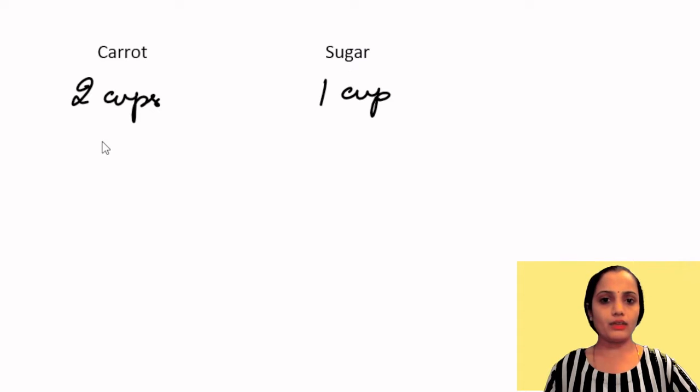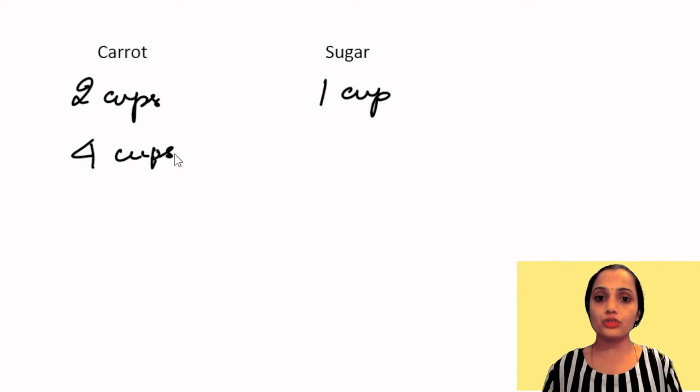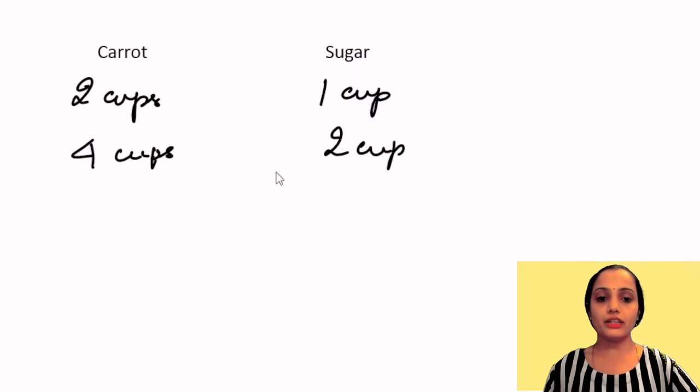So I'll say I want 4 cups of carrot. Right, we need 4 cups of carrot. I doubled the quantity of carrot. What happens to sugar? We need to double the sugar as well. Right, we need 2 cups of sugar.